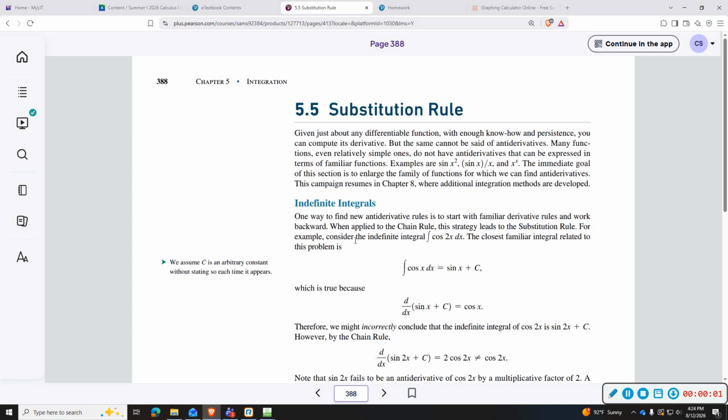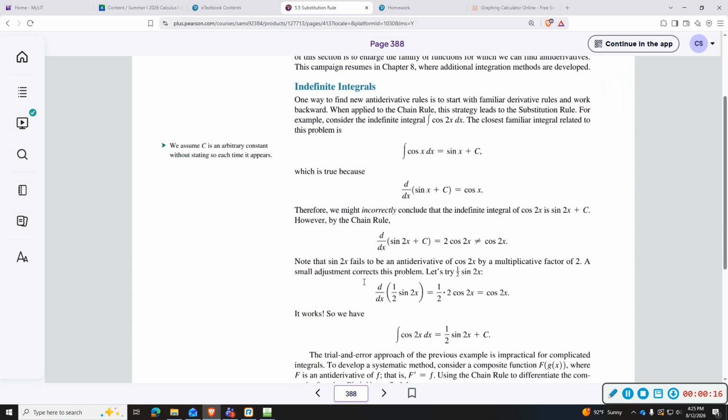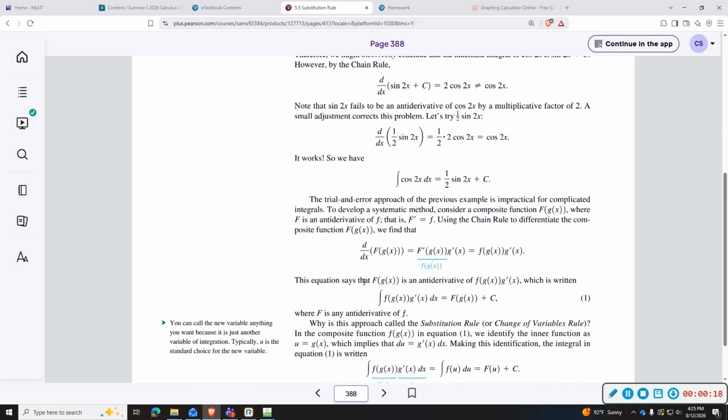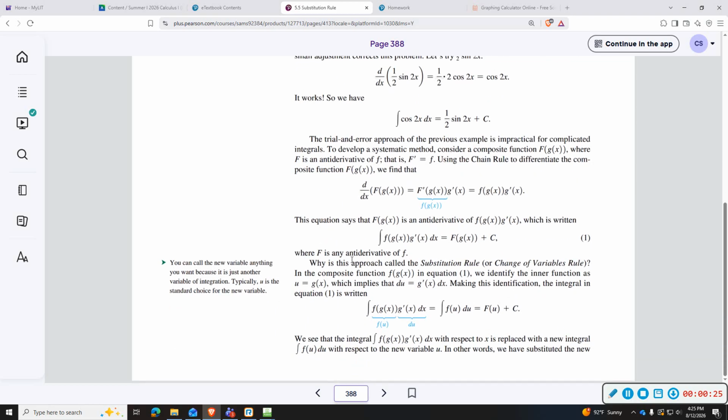Alright, today we're going to be looking at section 5.5, substitution rule. With this, we start out with the discussion of not all functions are easily integrated. So we start out with something that we're familiar with, and then we work our way up. This led us to using the chain rule and discovering how to integrate using substitution.